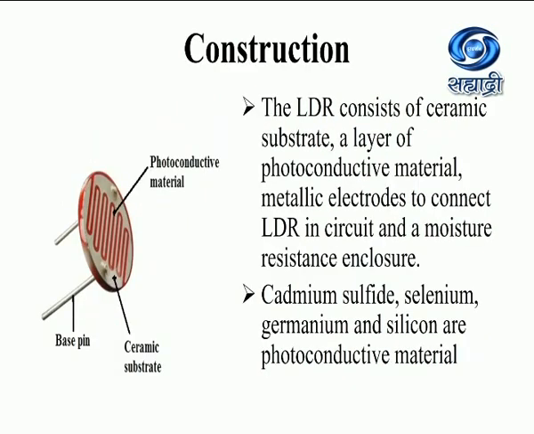So let's see the construction. The LDR consists of a ceramic substrate, a layer of photoconductive material, metallic electrodes to connect the LDR in a circuit, and a moisture resistant enclosure. Cadmium sulfide, selenium, germanium and silicon are the photoconductive materials. If you observe this picture, we have the base pin, then the ceramic substrate, and photoconductive material like germanium, silicon, selenium, used to conduct the photons and give the electric signals.